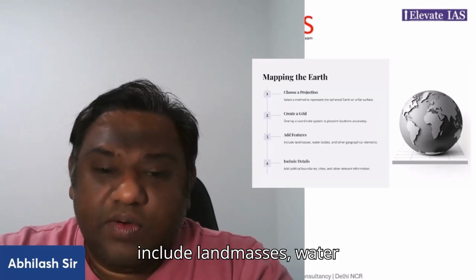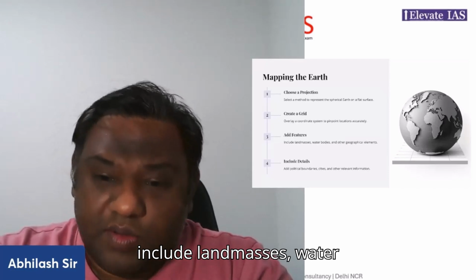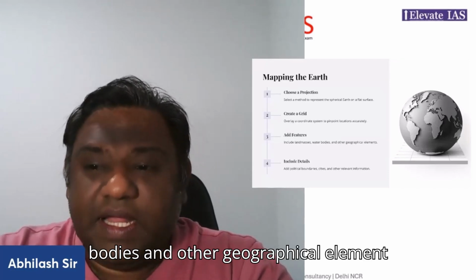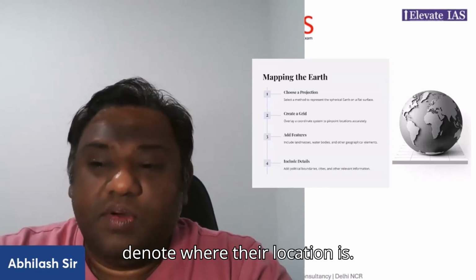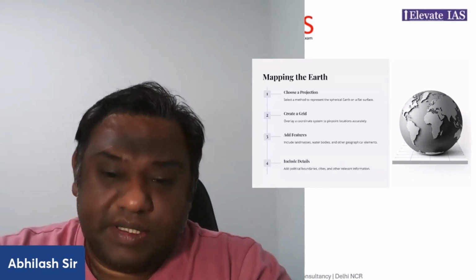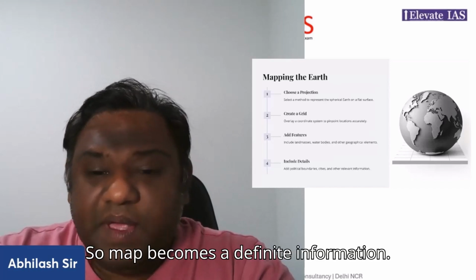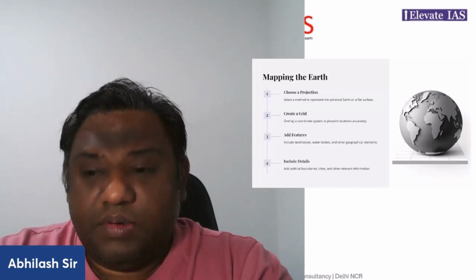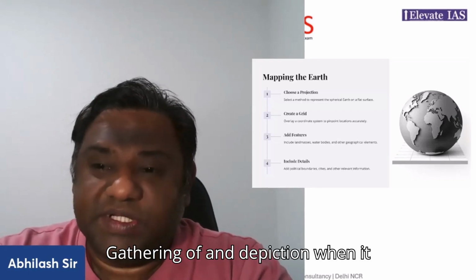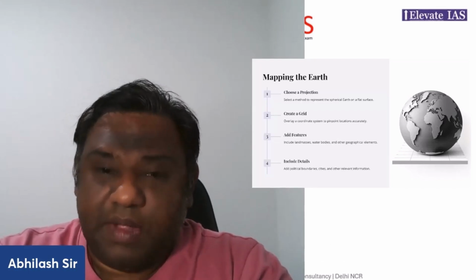We also include land masses, water bodies, and other geographical elements which can be covered in the map to denote where their location is. So a map becomes a definite gathering and depiction of information when it comes to a single map.